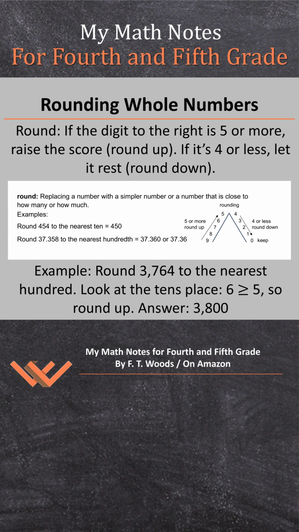Here's another example. Round 3,764 to the nearest hundred. Look at the tens place. 6 is greater than 5, so we round the answer up to 3,800.